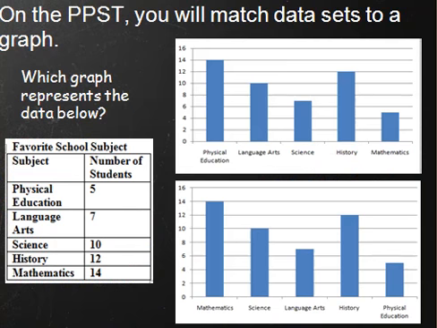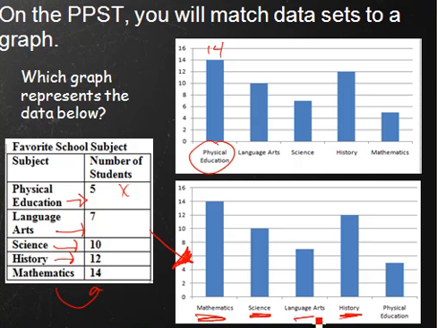Finally, on the PPST, we'll be asked to match graphs with their data set. Here we have a bar graph, and we know that the number of students whose favorite subject is physical education is 5, language arts is 7, science is 10, history 12, and mathematics is 14. We want to know which of the following bar graphs is correct. Well, in this bar graph, it says the number of students that liked physical education was 14, which is incorrect. Therefore, we could see that it has to be that second bar graph. Mathematics of 14, science of 10, history of 12, language arts of 7, and physical education as 5.